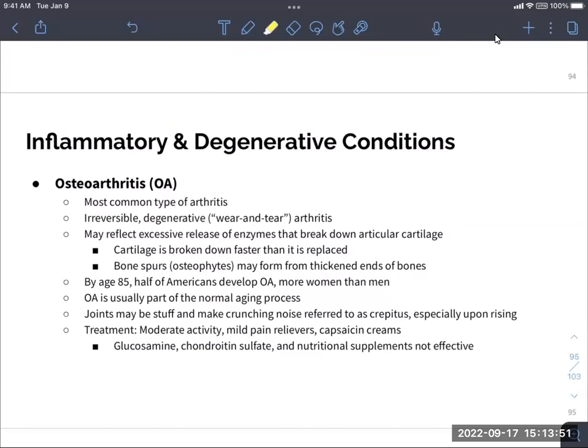So the most common type of arthritis is osteoarthritis. That is irreversible degenerative arthritis. So could be too much breakdown of cartilage, and the knees are the most common place for it to start. So cartilage is being broken down much faster than it's being replaced. We can also get bone spurs in osteoarthritis, and that is where the bone thickens at the end of different places, different bones.